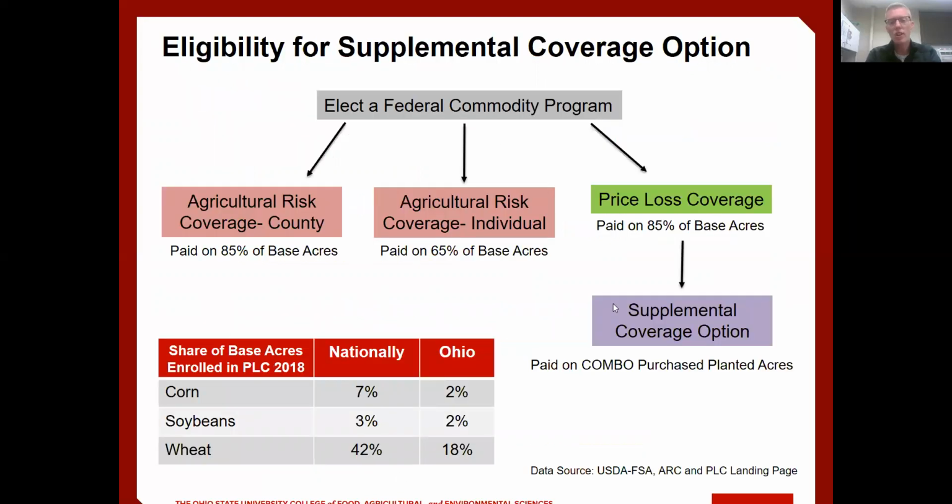Again, I showed you this chart earlier, but the supplemental coverage option is only available if you select the price loss coverage program. Given that now all the election dates are March 15th, you should know what you're going to choose for a commodity program by the time you make your crop insurance decisions. So keep in mind, if you do Agriculture Risk Coverage, individual or county, you cannot do supplemental coverage, but you can under the price loss coverage program.